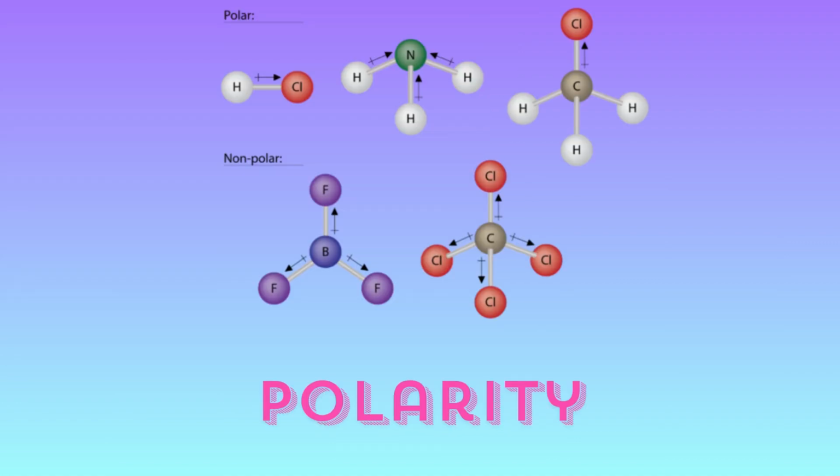Polarity. The polarity of a molecule tells whether the electron cloud is equally distributed across the atoms within the molecule, or whether an electronegative atom is affecting the electron density. The distribution of the electrons will affect the behavior and reactivity of the molecule.